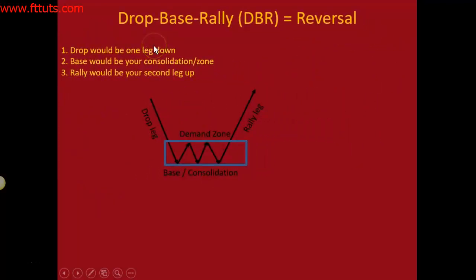So here's a drop base rally, which is also a reversal. Drop would be one leg down. Here's your drop. Base would be your consolidation zone, which is this, and then rally would be your second leg up. That would be the leg there, which would be a reversal.